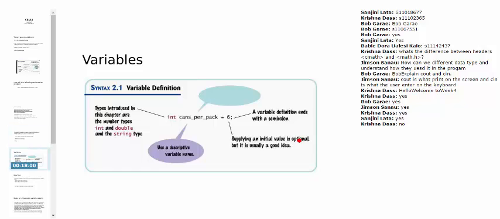Now let's talk about variables. So you can see the syntax for a variable definition. The syntax is as such. First we have the data type. Then we have the name we want to give to the variable, followed by a semicolon, right?